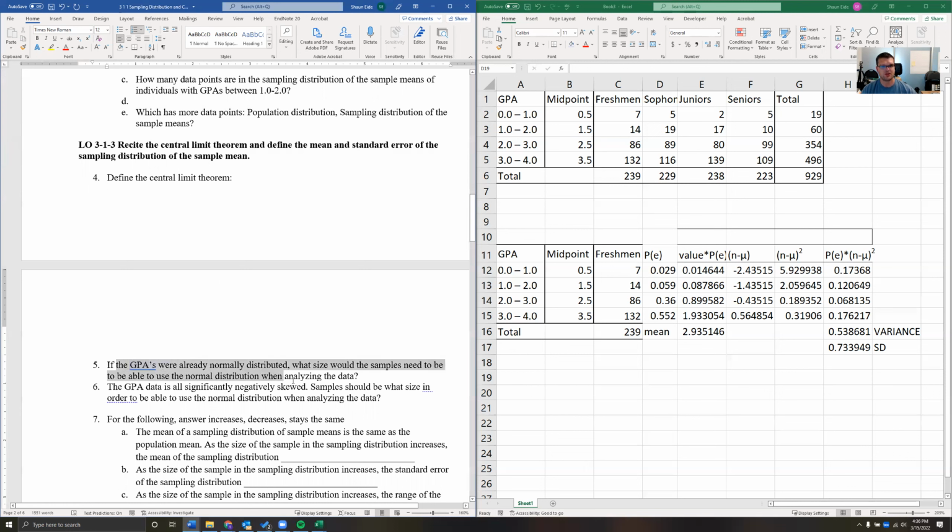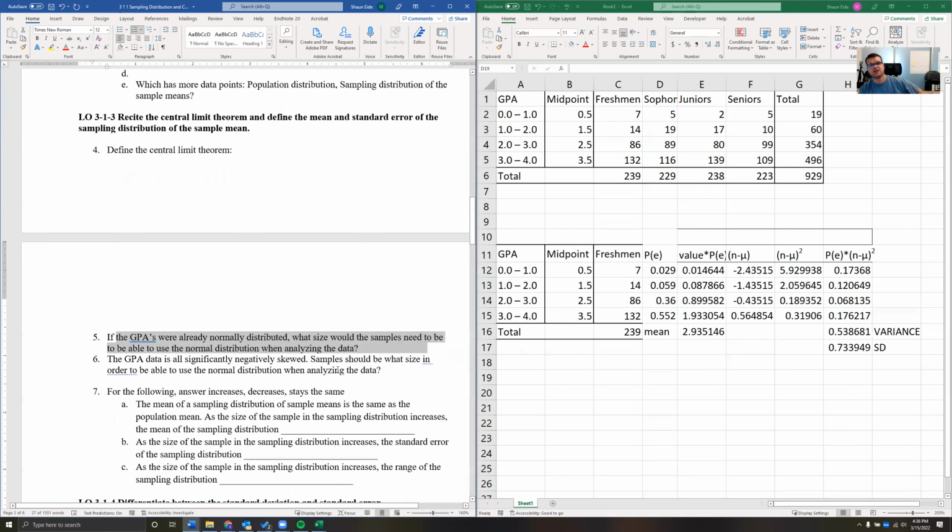Then if the GPAs were already normally distributed, what size would the samples need to be? And then the GPA significantly negatively skewed. This is also in the lectures, talking about how large the sample needs to be if it's already normally distributed. How large does it need to be in order for you to be able to treat it as normal?